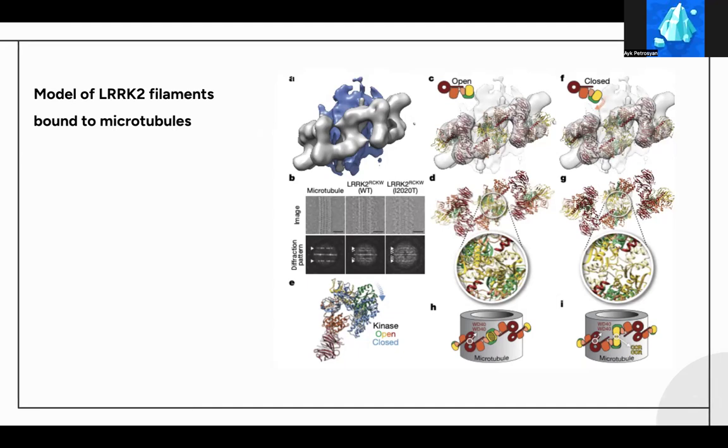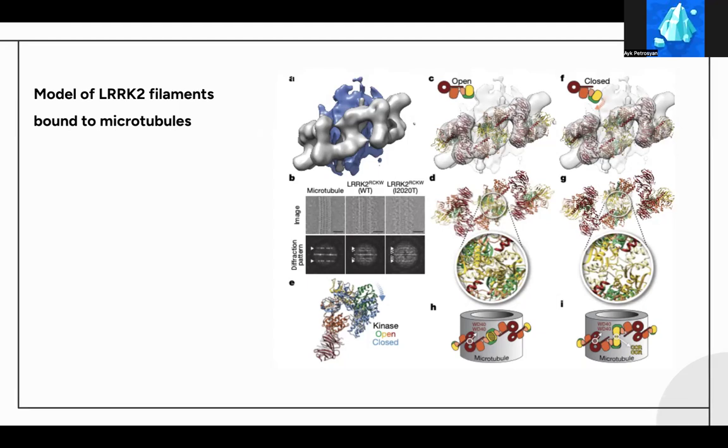Filament modeling identified two key interfaces mediating oligomerization, one at the WD40 domain and another at the CORA and CORB domains. These structures were verified through cryo-EM reconstructions of dimers formed in vitro, even in the absence of microtubules. Aligning these dimers in silico generated right-handed helical filaments resembling those seen in cellular cryo-ET images, suggesting that filament formation is an intrinsic property of the LRRK2 catalytic core.